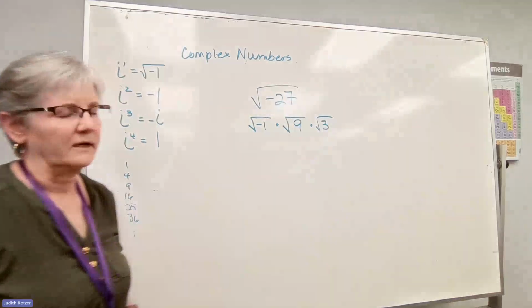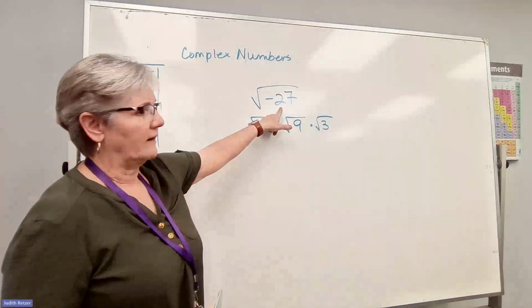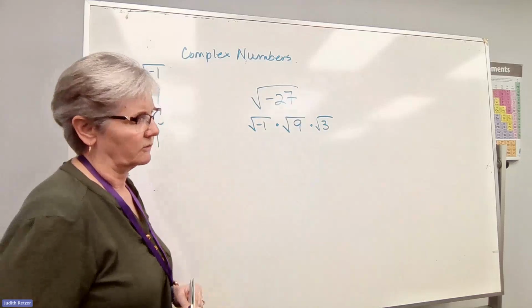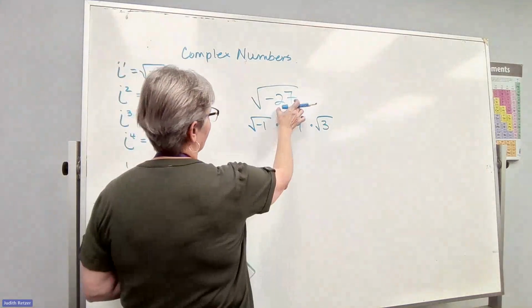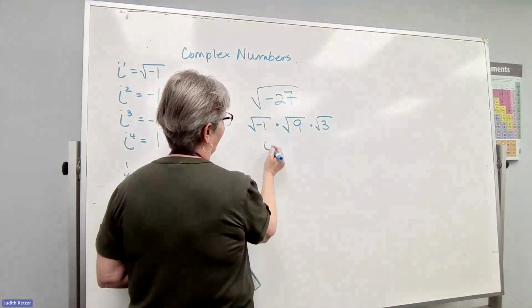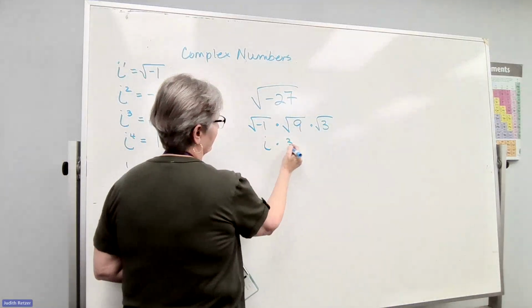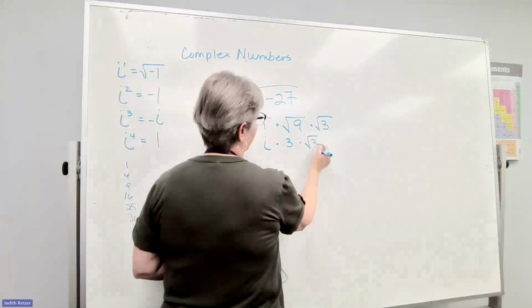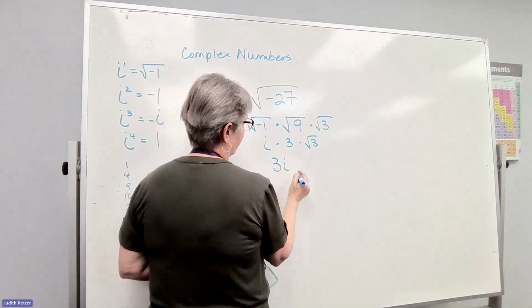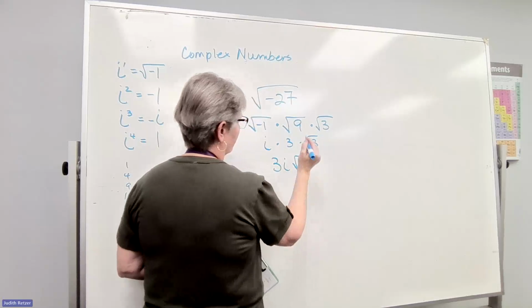Because what's important is if we have a number that is not a square, we simplify that square root. If we have a number under our square root symbol that's not a square, we have to simplify. So here we have i times 3 times the square root of 3. Again, the 3 comes in front of the i times the square root of 3.